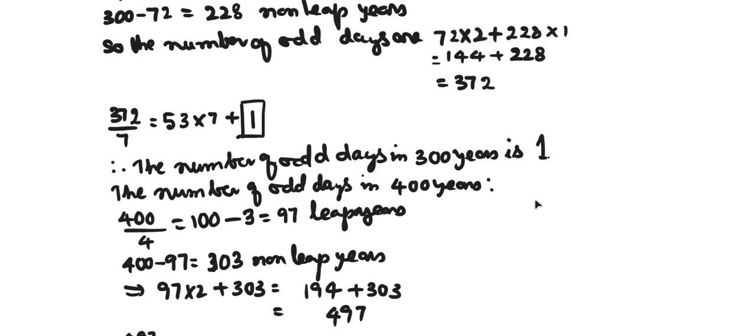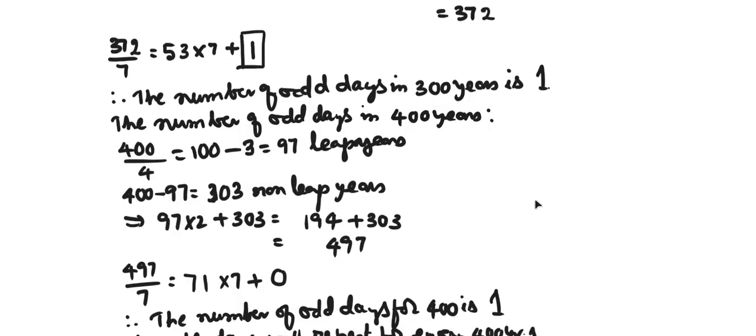So coming to the 400 years, 400 divided by 4 will give you 100, and I have subtracted 3 because 100, 200 and 300 are non-leap years. So 100 minus 3 is equal to 97 leap years in 400 years. So 400 minus 97 is equal to 303 non-leap years. So in 400 years, we have 97 into 2 plus 303, that is 497 odd days.